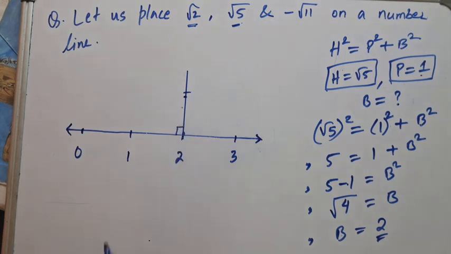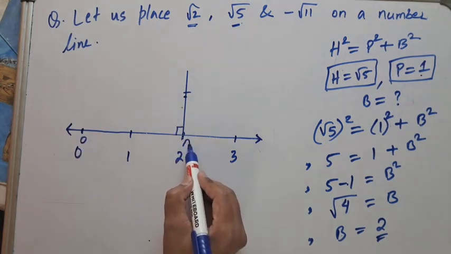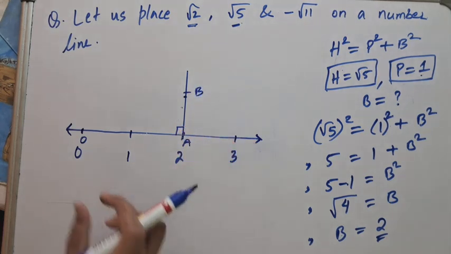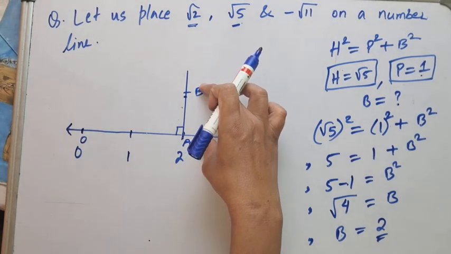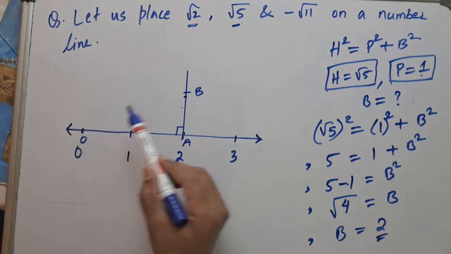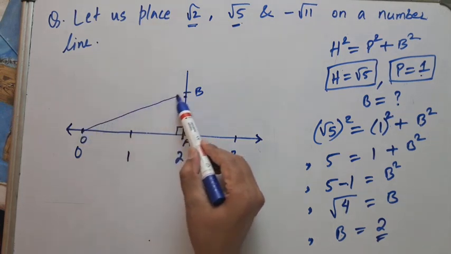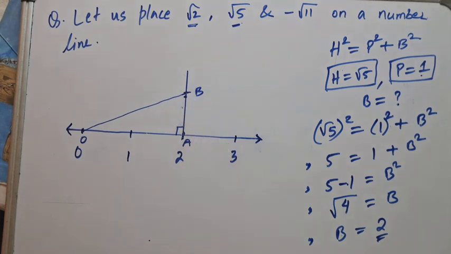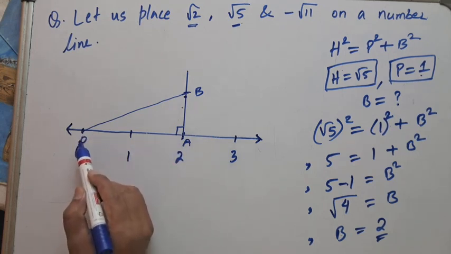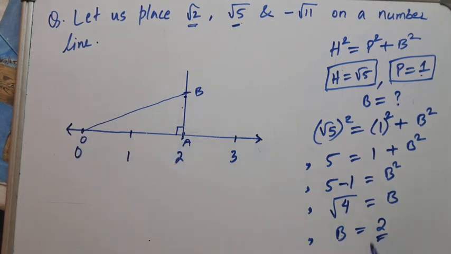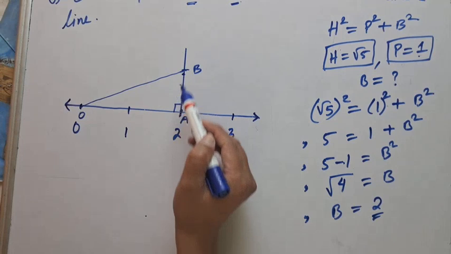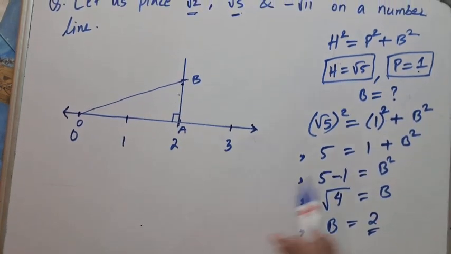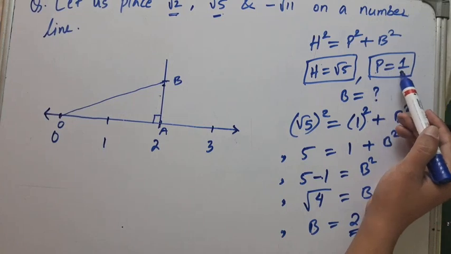This is 90 degrees. Now suppose this is O, this is A, and this is B. Base is taken as 2 units, 0 to 2, and perpendicular AB is 1 unit. Now we join O and B using a scale. We have right angle triangle OAB, whose base OA is 2 units. Perpendicular is AB, which is 1 unit.